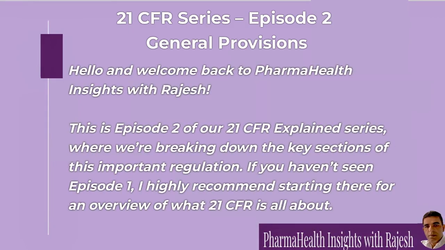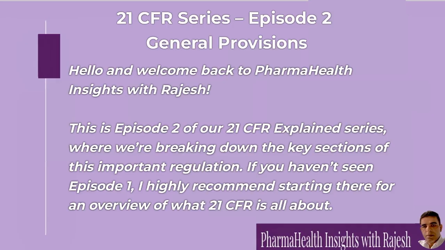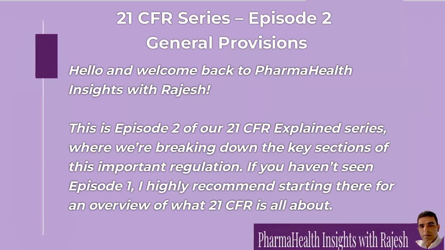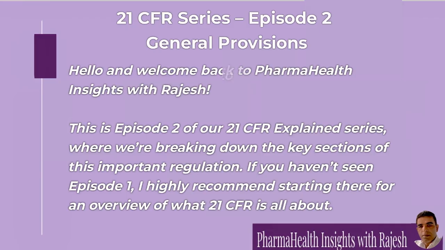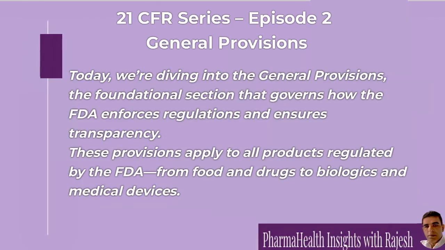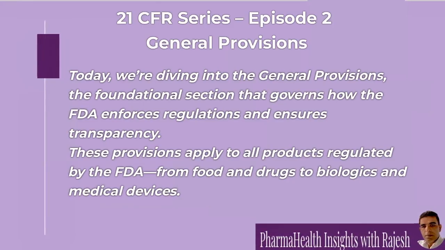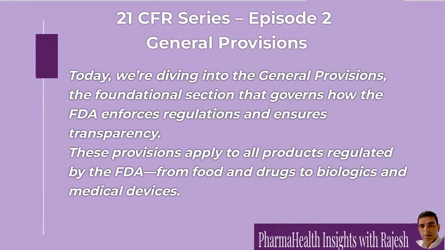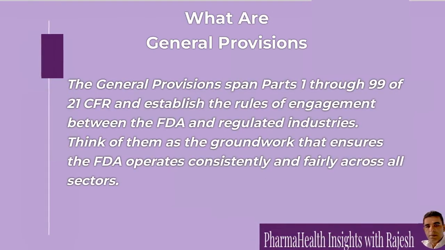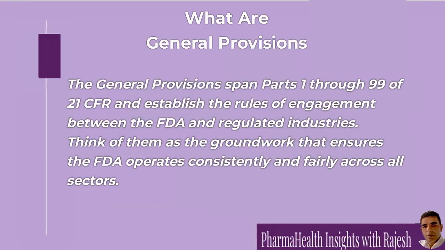This is episode 2 of our 21 CFR Explained series, where we are breaking down the key sections of this important regulation. If you haven't seen episode 1, I highly recommend starting there for an overview of what 21 CFR is all about. Today, we are diving into the general provisions, the foundational section that governs how the FDA enforces regulations and ensures transparency. These provisions apply to all products regulated by the FDA, from food and drugs to biologics and medical devices. The general provisions span parts 1 through 99 of 21 CFR and establish the rules of engagement between the FDA and regulated industries.